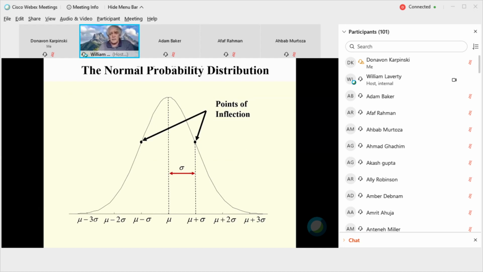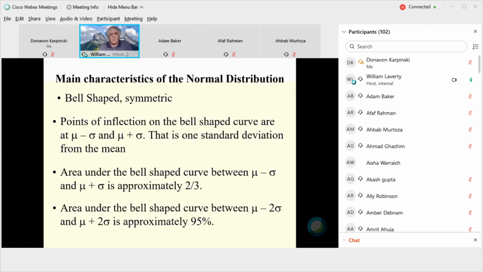There's a graph of the normal distribution. It's centered at mu. The standard deviation is the distance to the inflection points, where the curve changes from concave down to concave up. So the normal distribution is a bell-shaped curve symmetric about its center. The points of inflection on the bell-shaped curve are mu minus sigma and mu plus sigma.